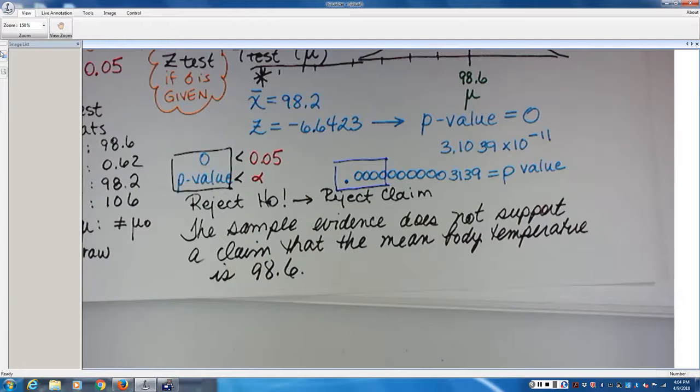Either the evidence supports the claim or it doesn't support the claim. That's really all the final sentence has to say. The evidence supports the claim, the evidence does not support the claim. And you determine whether it does or doesn't based upon whether or not you rejected H0 and whether or not H0 was the claim or the claim was H1. Okay? Any questions?